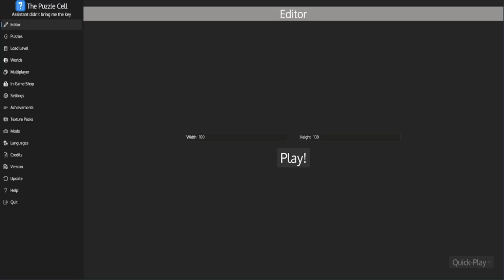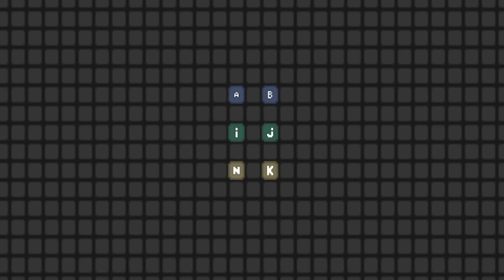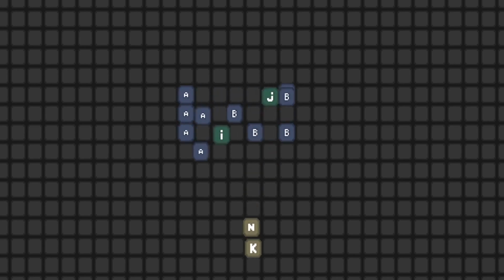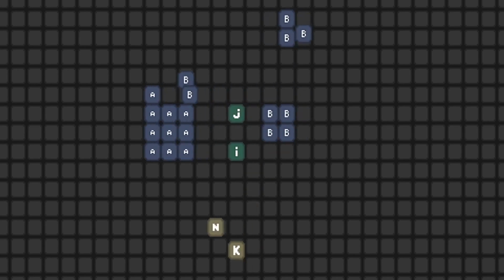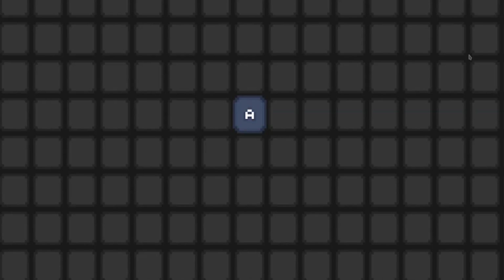In today's video, I'm going to be showcasing the newest type of cell added in the TPC betas, the stabletons. So what are the stabletons? The stabletons are very simple cells that simply try to be in their most stable arrangement. As you can see, they will move around chaotically until they find a stable arrangement and they will try their best to keep it.